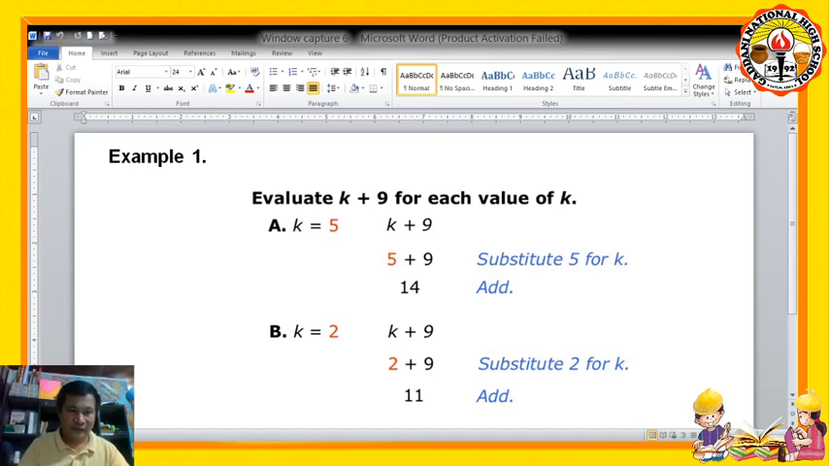Let's have letter B. For k plus 9, where k equals 2. So simply substitute 2 for k. So we have 2 plus 9, and that is 11.